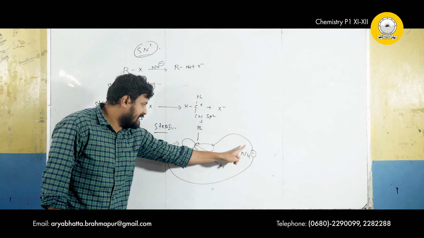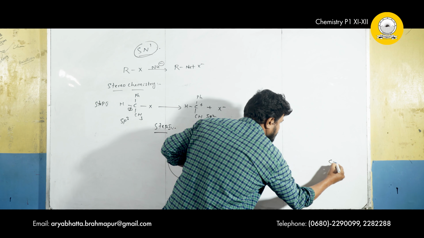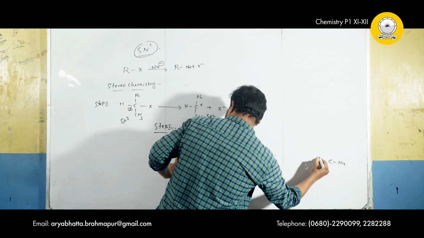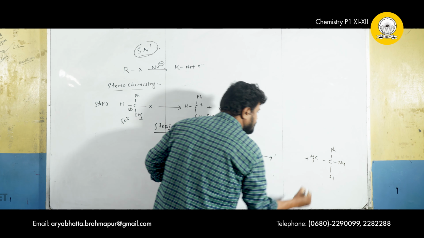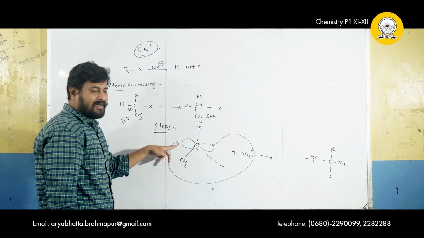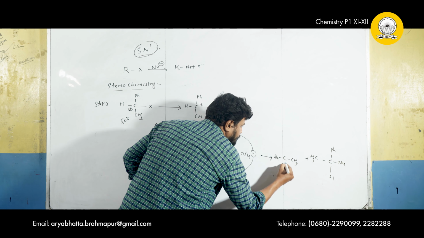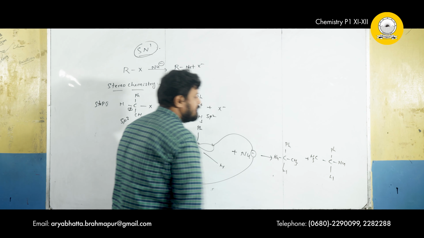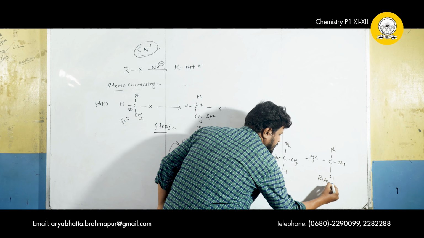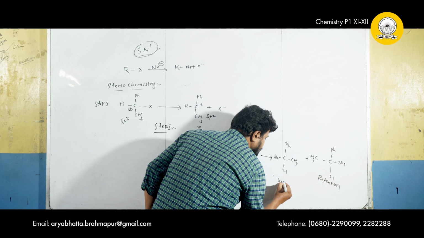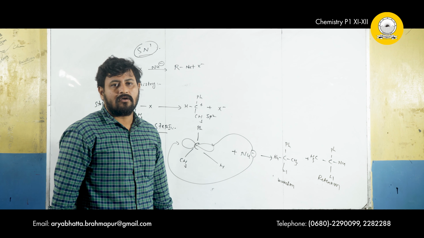If the nucleophile attacks from the same direction, the compound formed is retention: here the nucleophile, here the CH3, here the H, here the Ph. This is the retention. If the nucleophile attacks from the backside, here the nucleophile, and here the CH3, here the H, here the Ph. This is the retention configuration, and this is the inversion configuration.